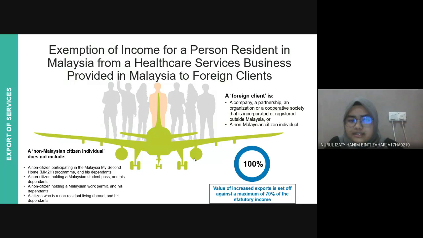A non-Malaysian citizen individual does not include a non-citizen participating in the Malaysia My Second Home program and his dependents, a non-citizen holding a Malaysian student pass and his dependents, a non-citizen holding a Malaysian work permit and his dependents, and also a citizen who is a non-resident living abroad and his dependents. So 100% of the value of increased export is set off against a maximum of 70% of the statutory income. So that's all from me. I will pass to Ashi for the next slide. Thank you.